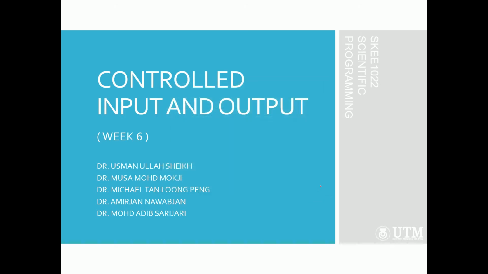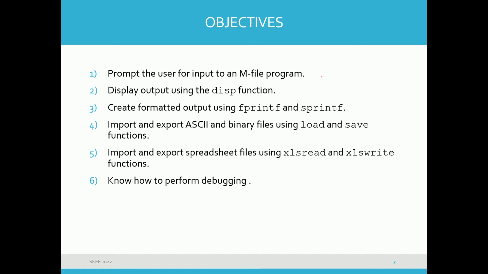So we continue. The objective is to prompt the user to input in an M file program, and then display, which you already learned about. But this one is new, fprintf and sprintf. And then you can learn about load and save. This one is useful if you want to save the data in MATLAB format, and this one is for the Excel format. You will also learn some debugging. All of these you will learn today.